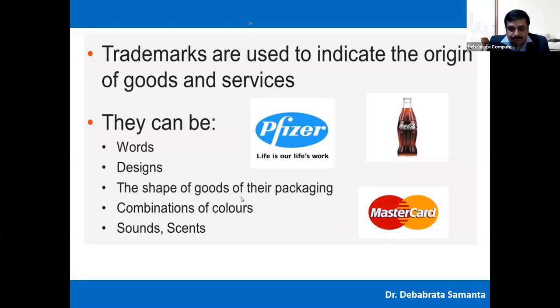Some sounds can also be registered as trademarks, but the sound should not be more than 25 seconds. That's the one criterion: you have to conclude or enter the sound, which can be called a trademark, within 25 seconds.